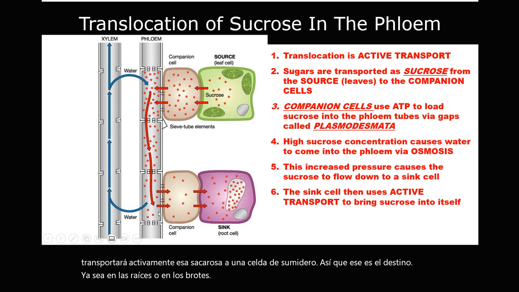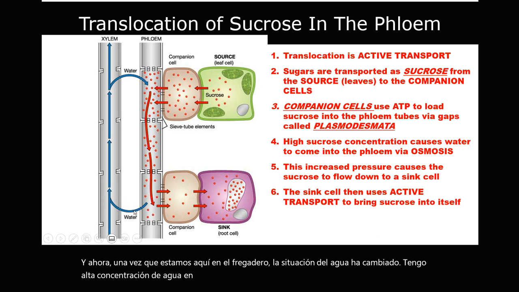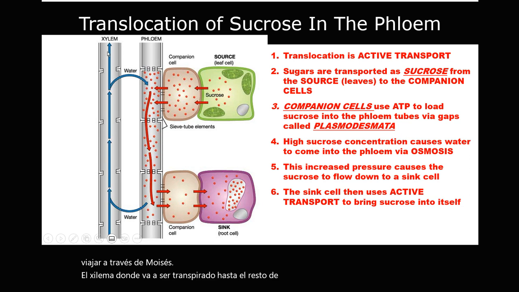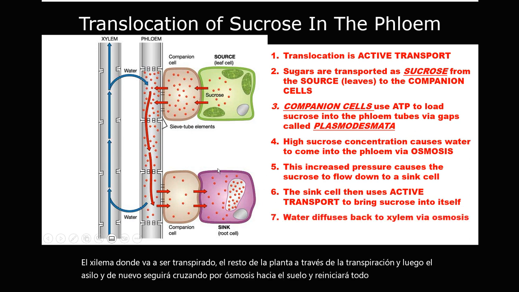And so now once we're here at the sink, the water situation has flipped. I have high concentration water in the phloem and low concentration in the xylem, and that water will once again travel via osmosis back to the xylem, where it's going to be transpired up the rest of the plant, right, via transpiration in that xylem, and will again keep crossing over via osmosis into the phloem and restart the whole process of translocation, right? So these are the steps of translocation.